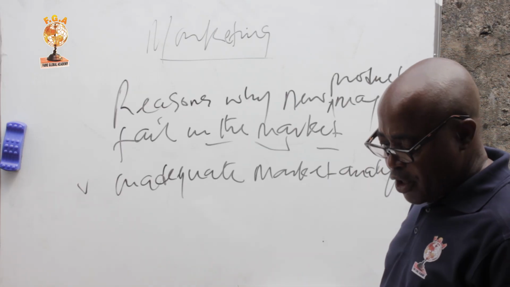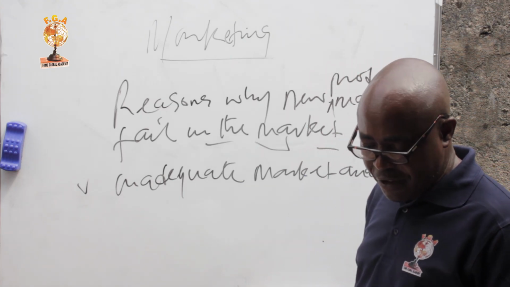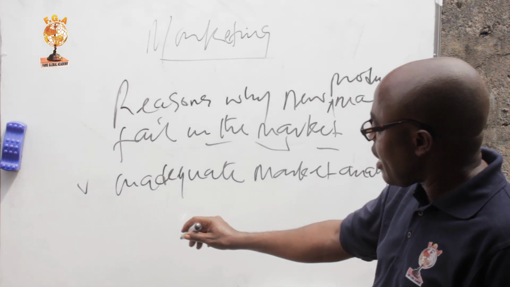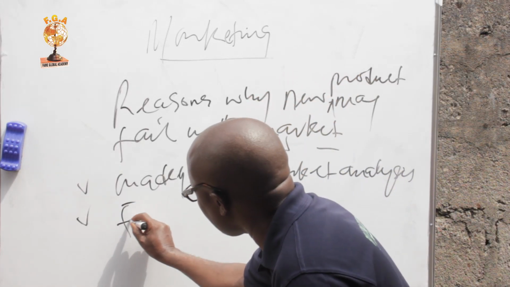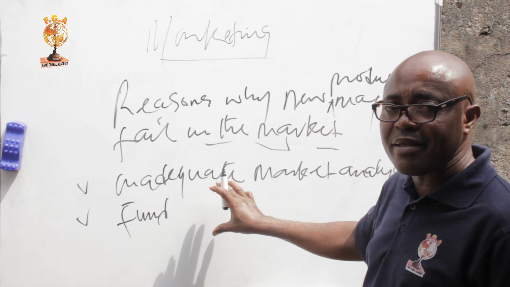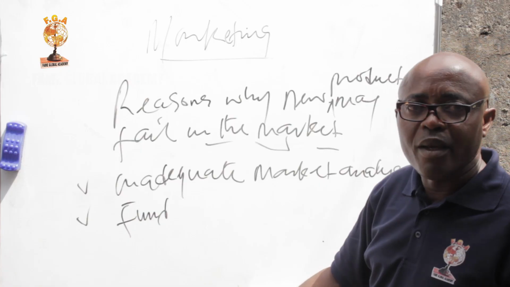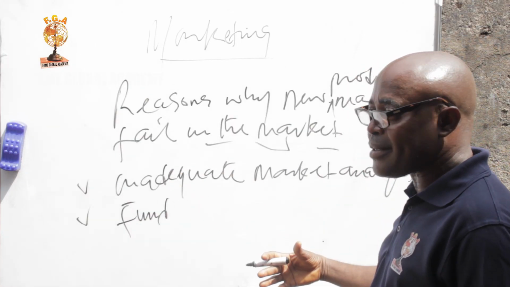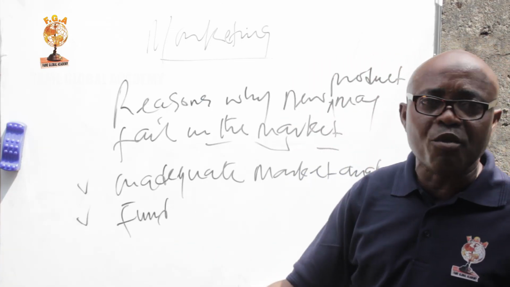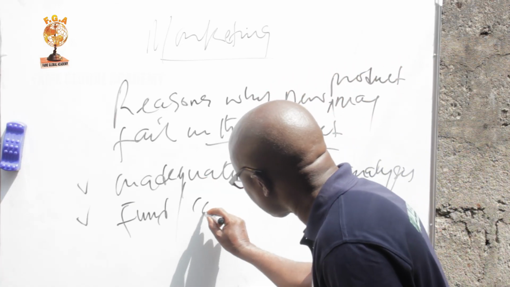Now, number two, a new product may fail because of insufficient funds. So the other one includes funds. Funds can make a business collapse, not having enough capital to run the business. Just like we said before, you don't know how A has studied the business. A that is out there doing this business must have taken time to study, because there is no business without a competitor.